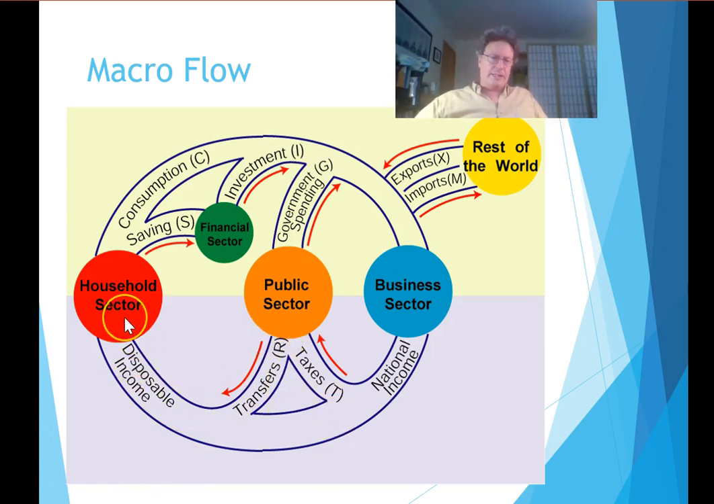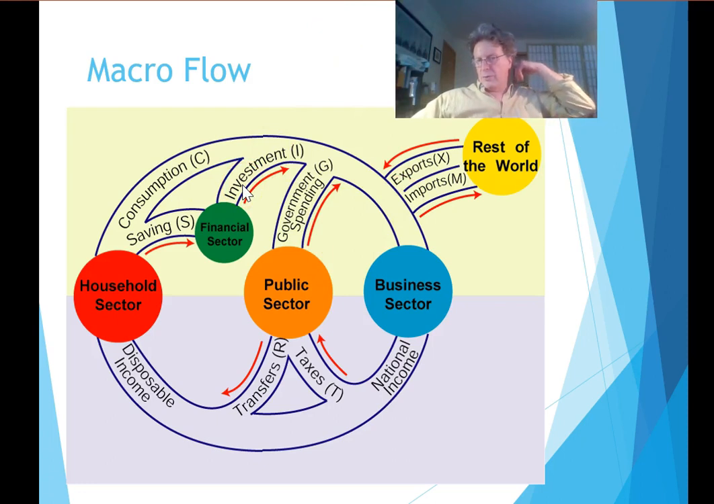So the money that actually makes it to the household is what we call disposable income, the actual money the household has to spend. Now they turn around and spend some of that. Of course, they don't spend all of it. Some of it is consumption, but some of it is saved. And so this goes into the financial sector. And what comes out of the financial sector is what we call investment.